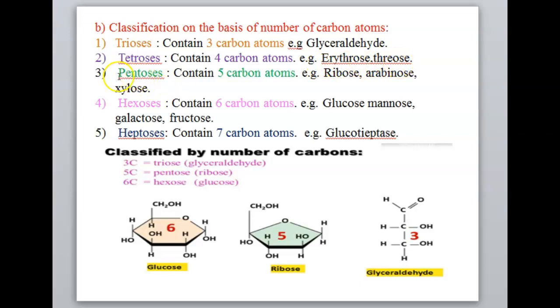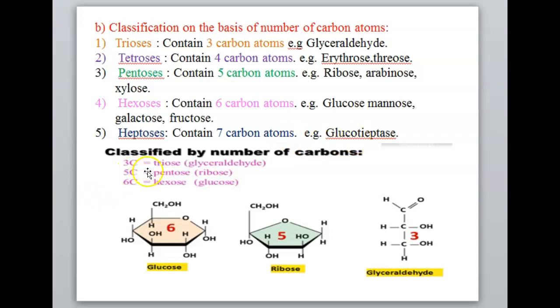Third one is the pentoses, which contain 5 carbon atoms. Examples are ribose, arabinose as well as xylose. Fourth is the hexoses, which contain 6 carbon atoms. Examples are glucose, mannose, galactose as well as fructose. They contain 6 carbon atom rings. Now the last one is the heptoses. They contain 7 carbon atoms, and an example is glucoheptulose.